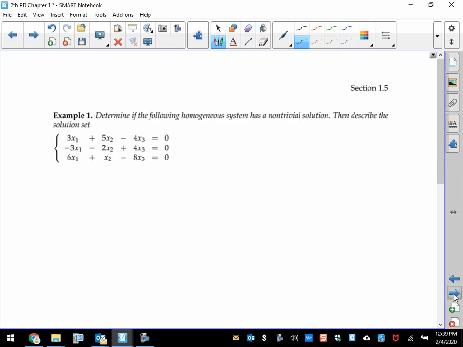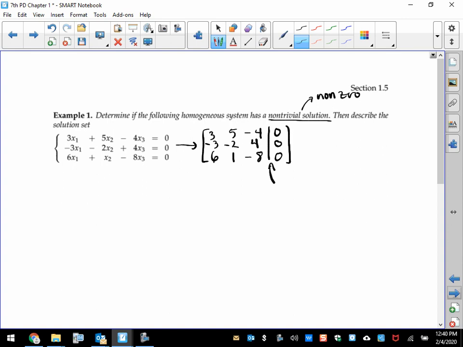It says determine if the following homogeneous system has a non-trivial solution. Non-trivial, just a reminder, means non-zero. So it's not 0. Then describe the solution set. Okay, sure. Let's first write this as an augmented system: 3, 5, -4, 0; -3, -2, 4, 0; and 6, 1, -8, and 0. Not everybody puts this vertical bar here, so you don't have to. I put it there just so that we are reminded that we're dealing with an augmented system.